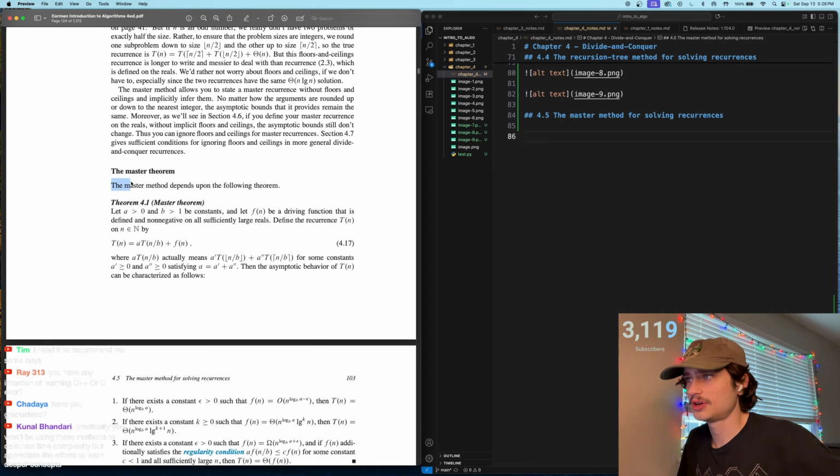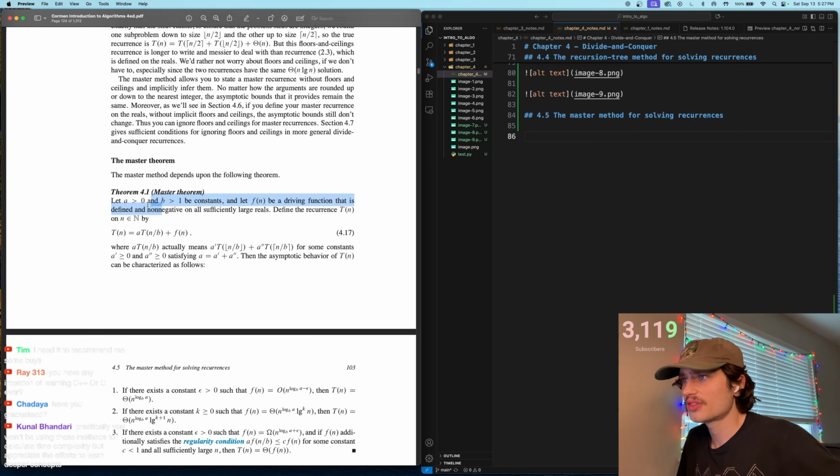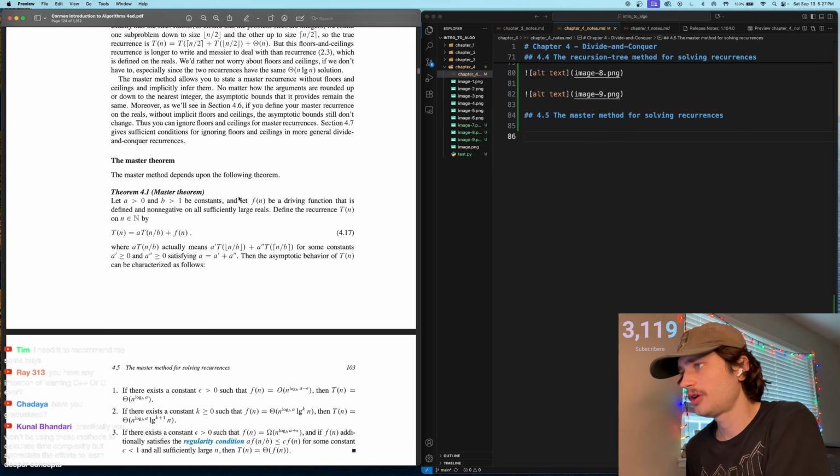So, the master theorem. The master method depends upon the following theorem. Theorem 4.1, master theorem. Let a be greater than 0 and b greater than 1 be constants, and let f of n be a driving function that is defined and non-negative for all sufficiently large reals.